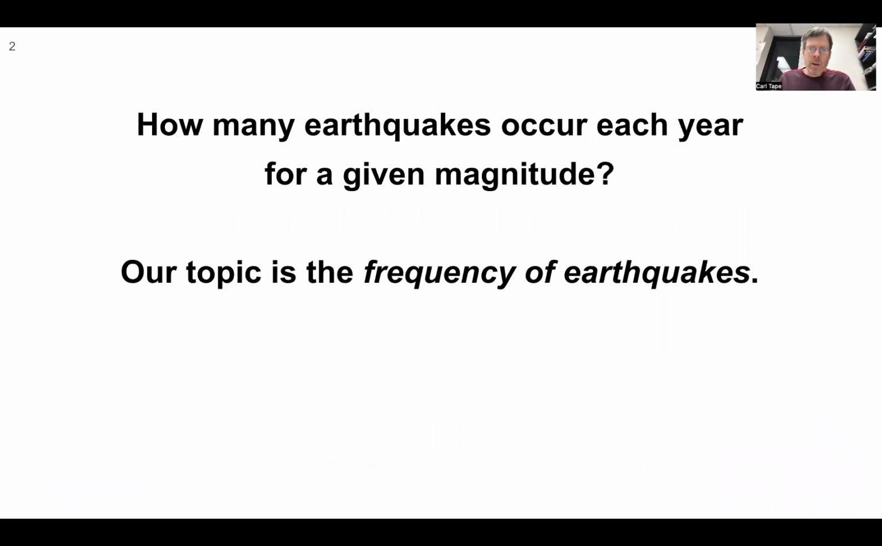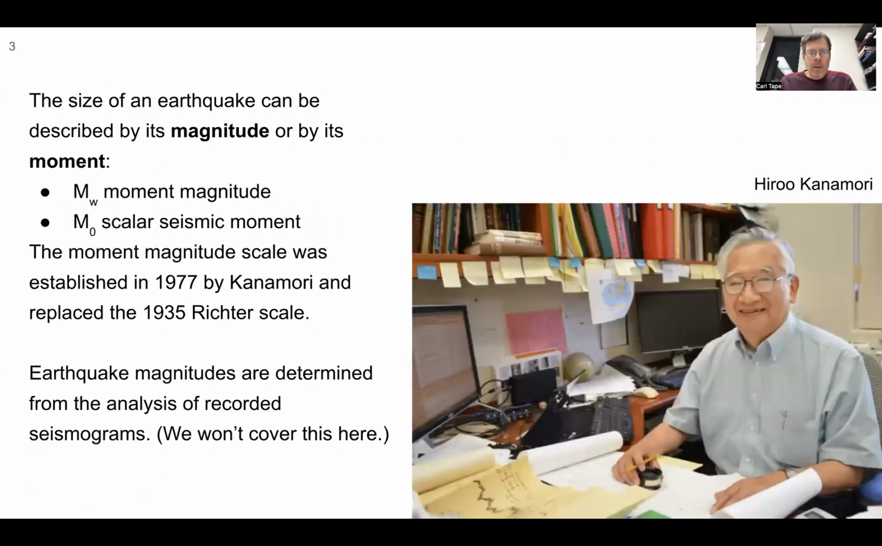How many earthquakes occur each year for a given magnitude? Our topic today is the frequency of earthquakes. But to get into the frequency of earthquakes, we need to understand something about magnitude.